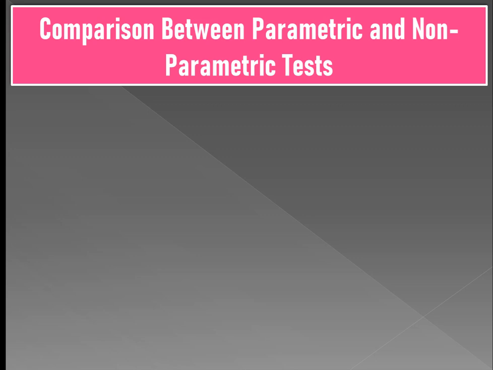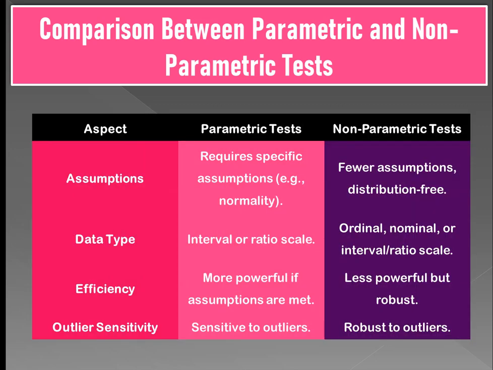Comparison between parametric and non-parametric tests. Aspect. Parametric tests. Non-parametric tests. Assumptions. Requires specific assumptions, e.g., normality. Fewer assumptions, distribution-free. Data type. Interval or ratio scale. Ordinal, nominal, or interval/ratio scale. Efficiency. More powerful if assumptions are met. Less powerful but robust. Outlier sensitivity. Sensitive to outliers. Robust to outliers.